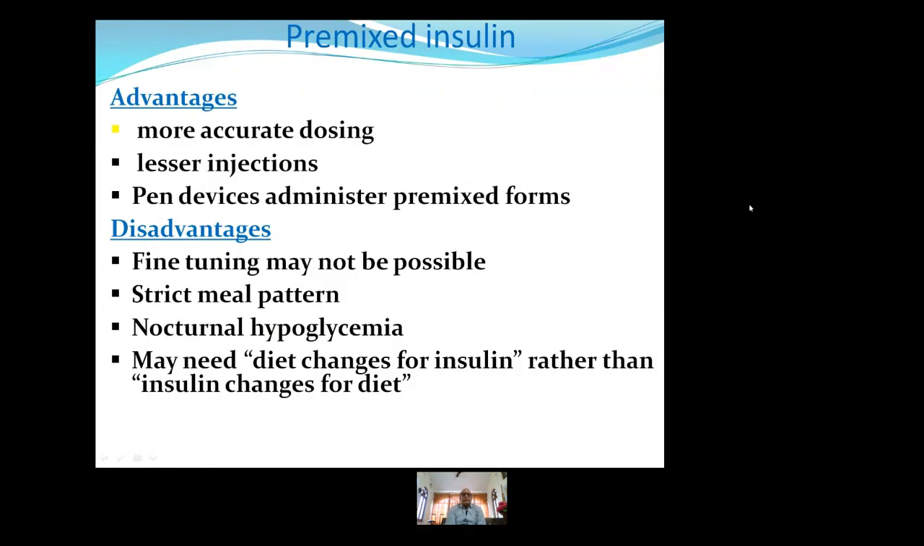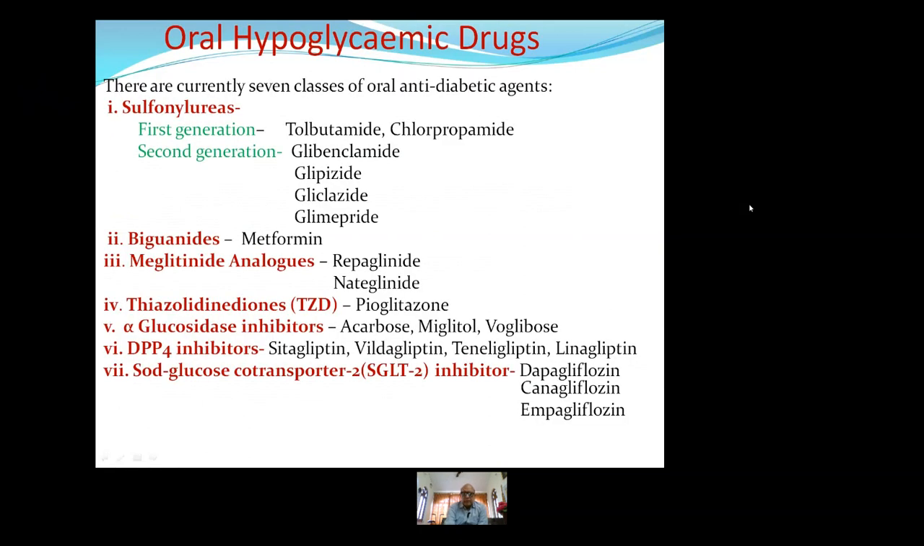Premixed insulin advantages: more accurate dosing, fewer injections, pen device administered premixed form. Disadvantages: fine tuning may not be possible, a strict meal pattern is needed, and nocturnal hypoglycemia may need diet changes for insulin rather than insulin changes for diet. And next, oral hypoglycemic agents in a separate class.